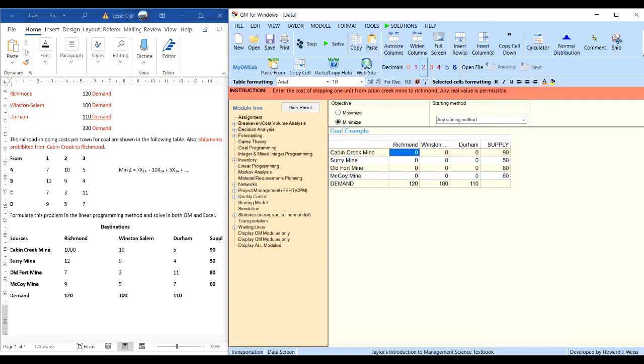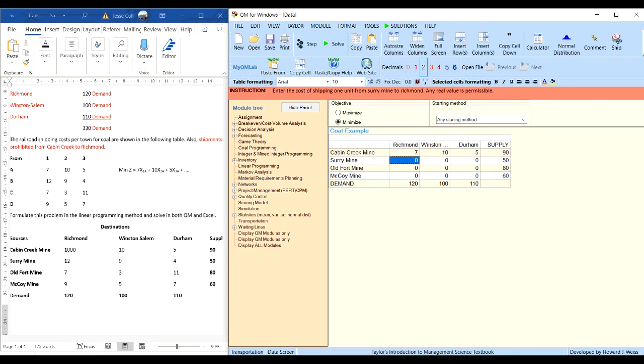Richmond was 7. Winston-Salem was 10. Durham was 5. And as always, these represent shipping costs. From Cabin Creek Mine to Richmond costs $7 per ton. From Cabin Creek Mine to Winston-Salem, $10 per ton. From Cabin Creek Mine to Durham, $5 per ton.